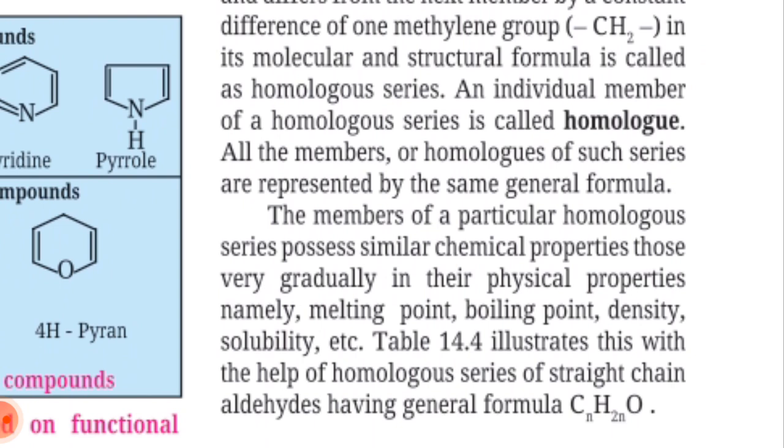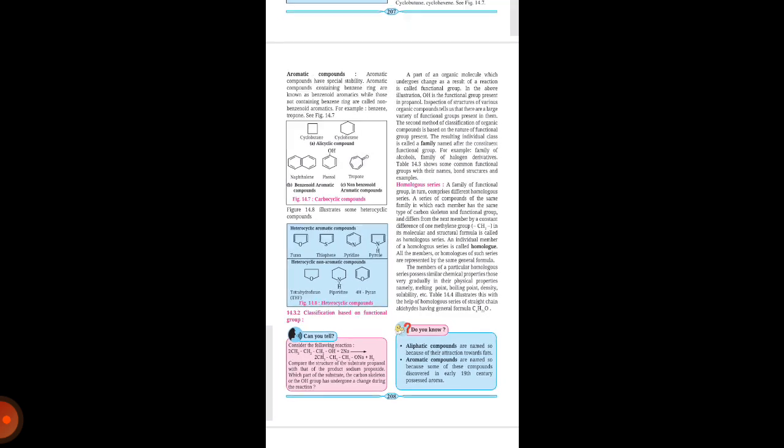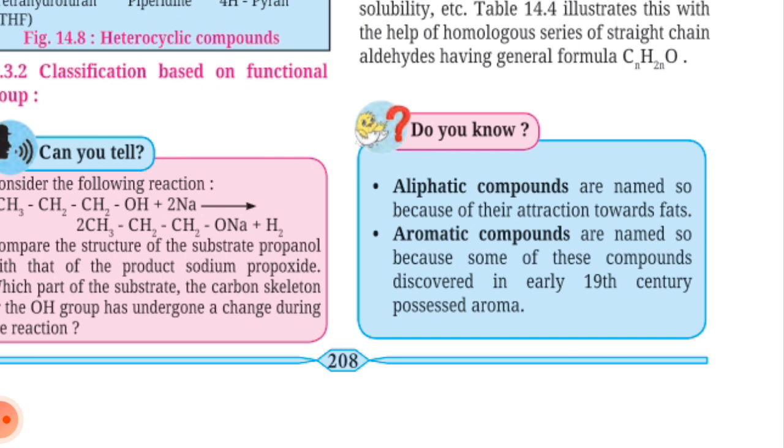The members of a particular homologous series possess similar chemical properties, but vary gradually in their physical properties, namely melting point, boiling point, density, solubility, etc. Table 14.4 illustrates this with the help of the homologous series of straight chain aldehydes having general formula CnH2nO. Do you know aliphatic compounds are named so because of their attraction towards fats? Aromatic compounds are named so because some of these compounds discovered in the early 19th century possess aroma.